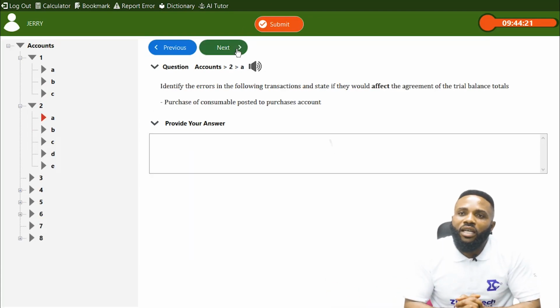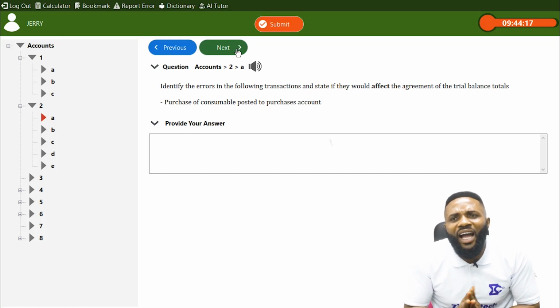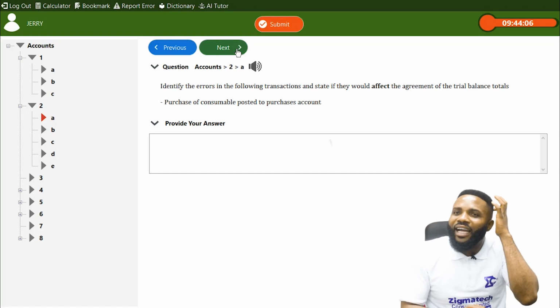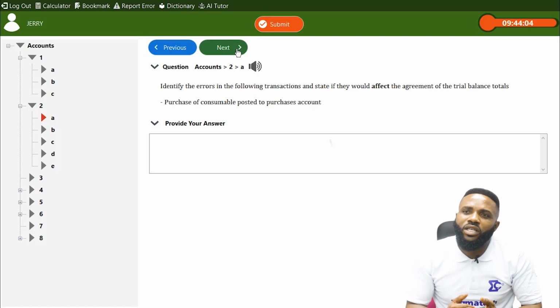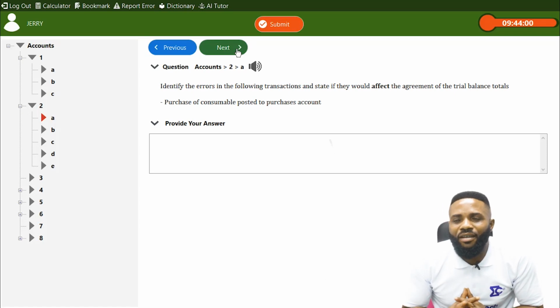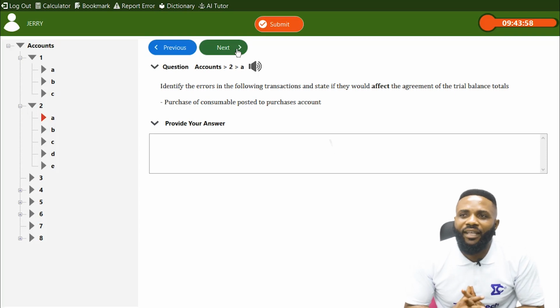Now, let's look at question 2. It said: identify the errors in the following transactions and state if they will affect the agreement of the trial balance total.